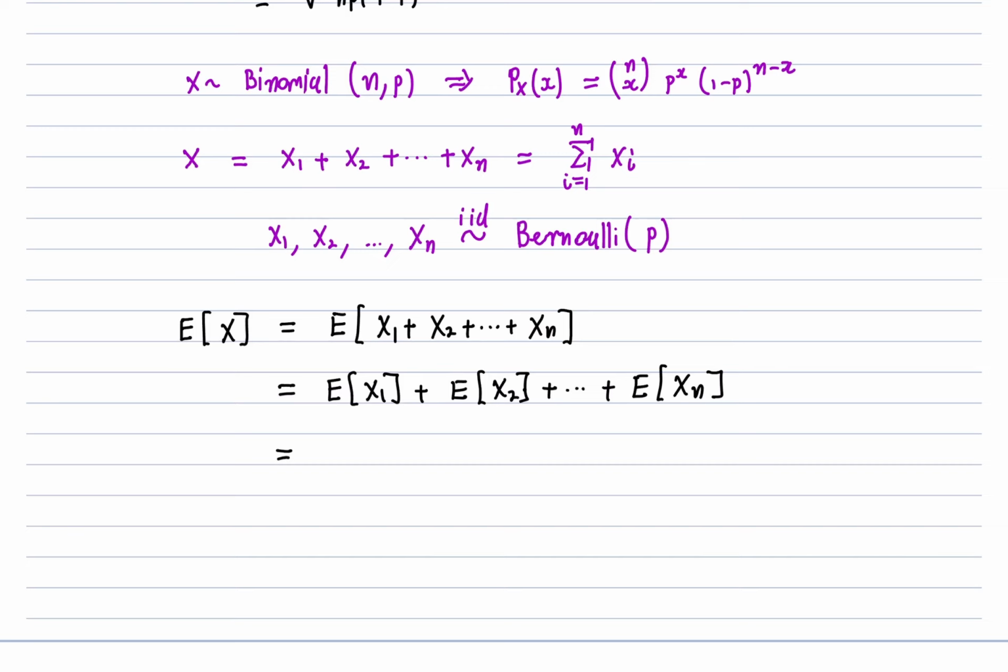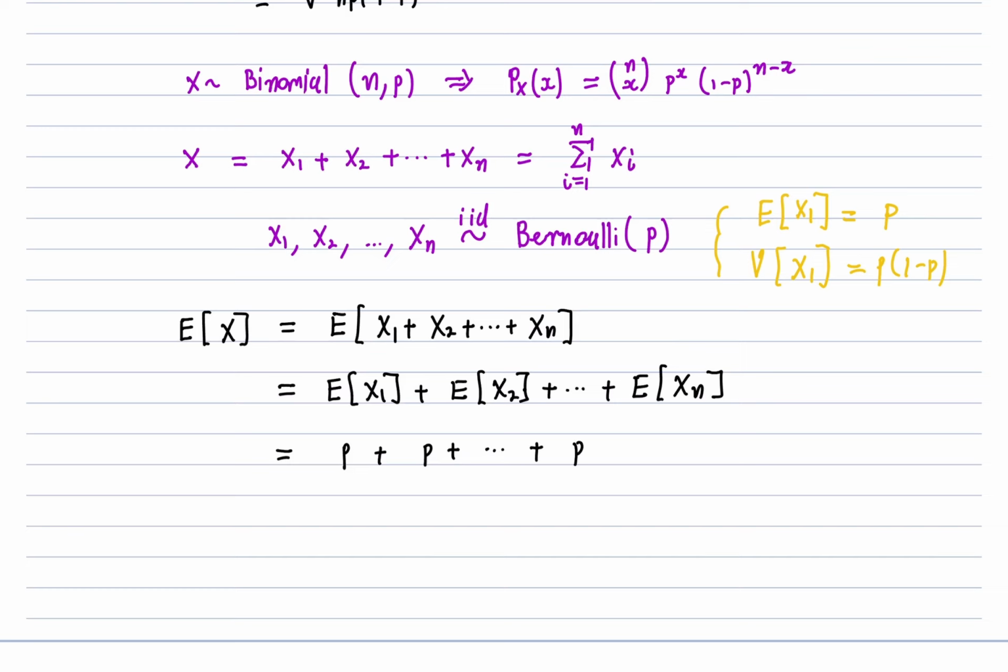Now, going back to another video that I would have done where we derived the expected value of a Bernoulli distribution, we know that a Bernoulli distribution has the following properties. It has an expected value of p, and it has a variance of p(1 minus p). So if we're taking the expected value of the first one, the expected value of the second one, the expected value of the nth term, they're all the same. So they're going to be p plus ... plus p.